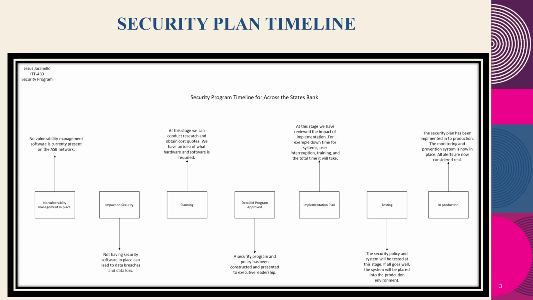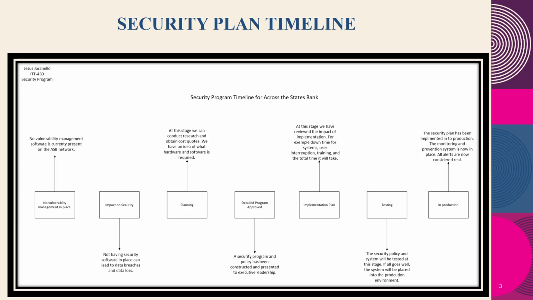So stage one, at this stage there is no security plan in place. Since there is no plan in place, there is no vulnerability management software in place. So no vulnerability management software is currently on the Across the States Bank network. That means there are no alerts, no incidents, no way to know if there is something malicious going on unless a user reports it by calling the help desk or emailing the help desk. So basically, we are not aware of anything going on unless it is reported. By then, it may be too late. So that is stage one.